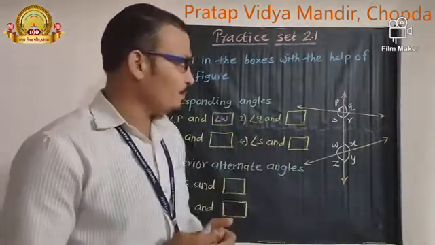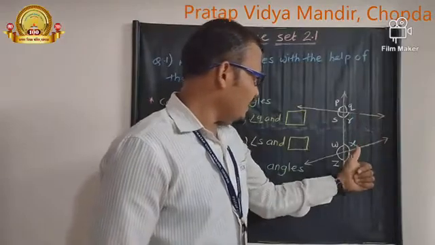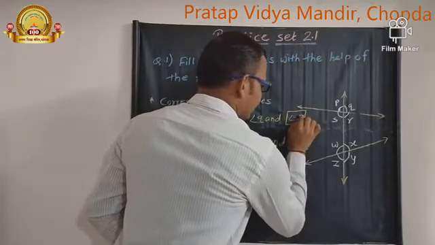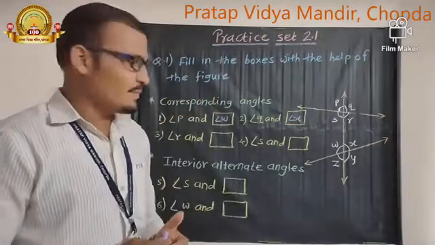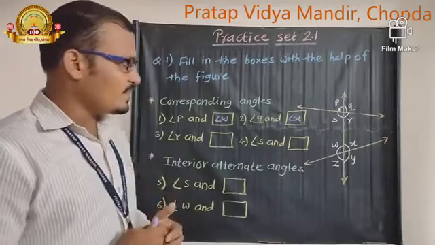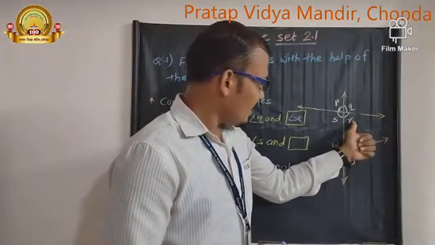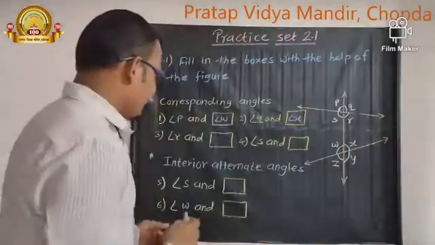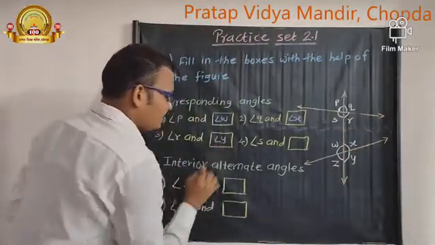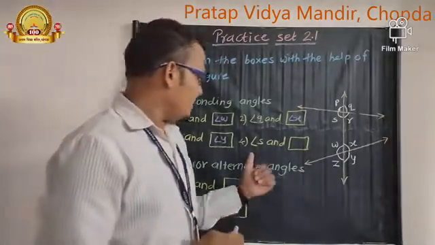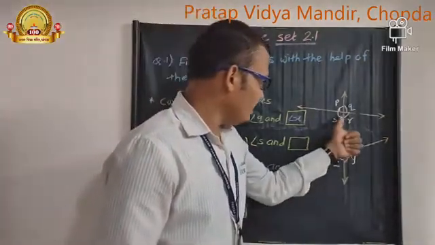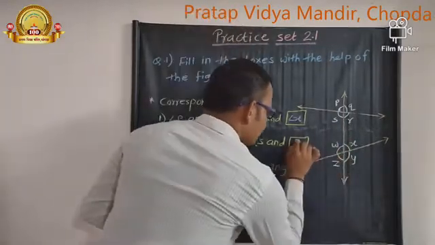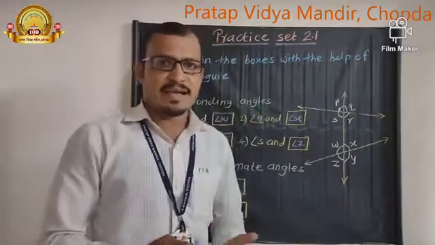Similarly, angle Q and angle X are in the matching corners. So angle Q and angle X are also corresponding angles. Again, the third one is angle R. Angle R and angle Y are in the matching corners. So angle R and angle Y are the corresponding angles. And the last one, angle S and angle Z are in the matching corners. So angle S and angle Z are the corresponding angles.